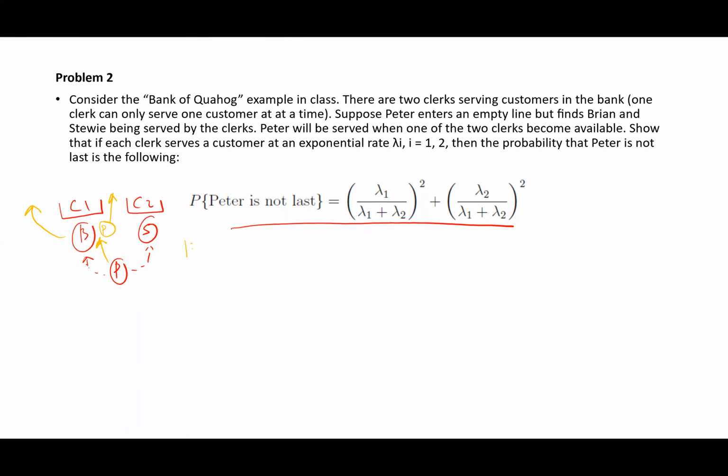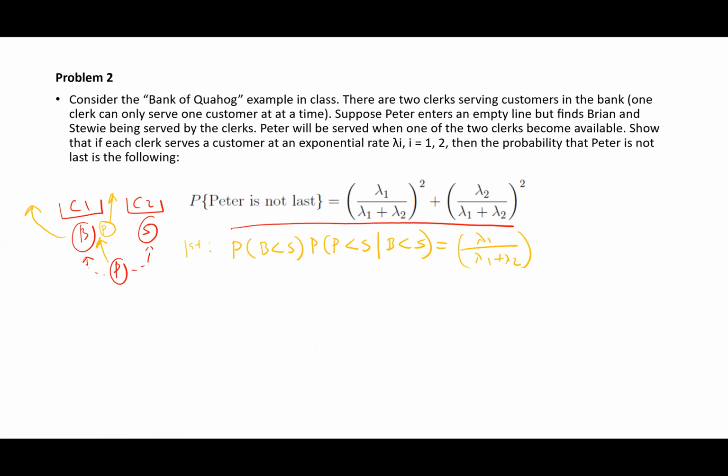For the first scenario, we have to assume this is the probability that Brian finishes before Stewie. That's the first event that has to happen, and right afterwards, the probability that Peter finishes before Stewie, given that Brian has finished before Stewie. The first part, the probability that Brian finishes before Stewie, is just figuring out if one exponential is less than the other one. So that's going to be lambda 1 over lambda 1 plus lambda 2.